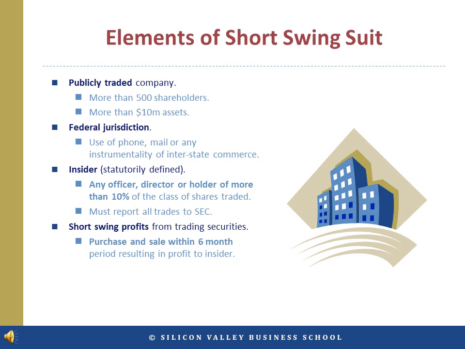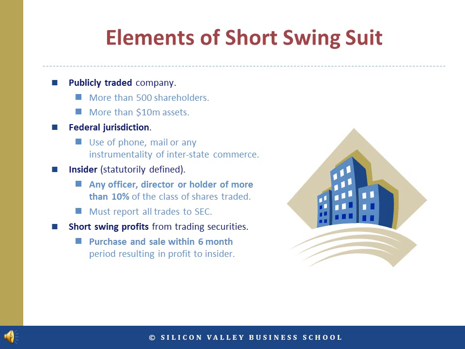The short swing rule applies to publicly traded companies listed on national stock markets with more than 500 shareholders and more than $10 million in assets. As with many SEC rules, federal jurisdiction can be triggered by use of the telephone, mail, or any instrumentality of interstate commerce. What constitutes an insider for purposes of this rule is defined in the statute as any officer, director, or holder of more than 10% of the class of shares traded. These statutory insiders must report all trades to the SEC.